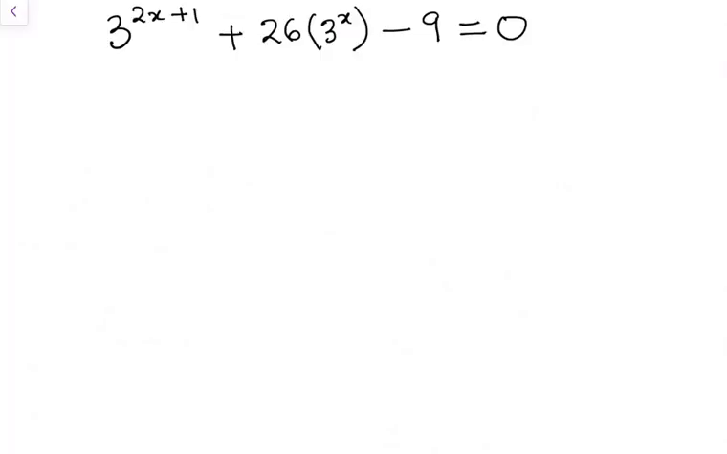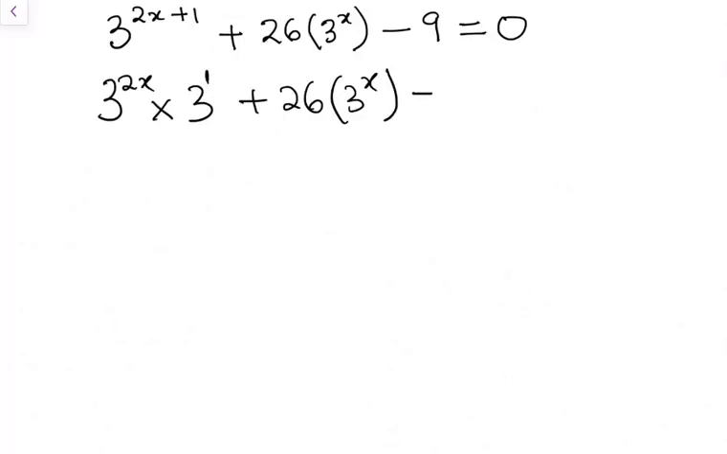So where we have the plus, we use multiplication. Where we have the minus, we use division. So let's start with the question you are seeing on the screen. So we have 3 raised to power 2x multiplied by 3 raised to power 1 plus 26 into 3 raised to power x minus 9 equals 0.